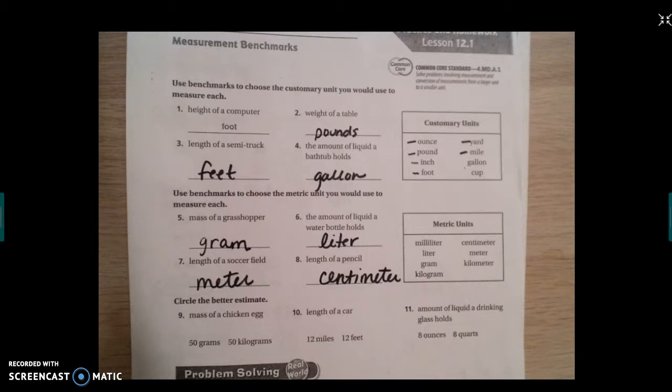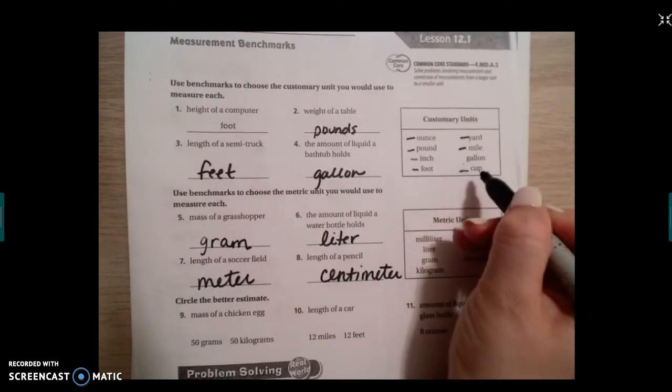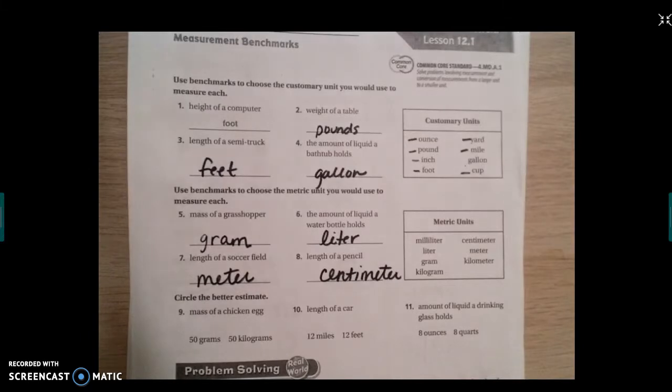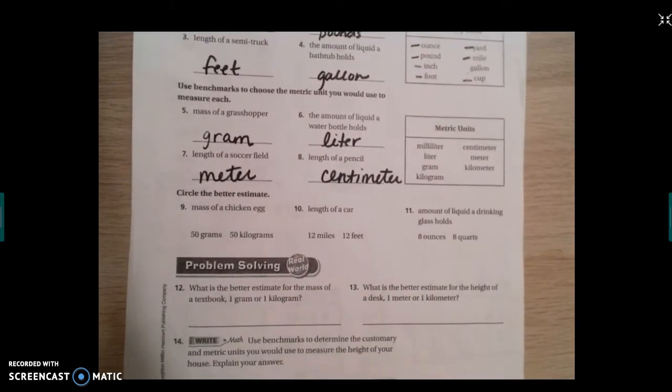Number 4, the amount of liquid a bathtub holds. A gallon or a cup. So obviously it holds more than a cup. There's no way to take a bath in a cup of water. So a gallon, okay? Multiple gallons is what it holds.